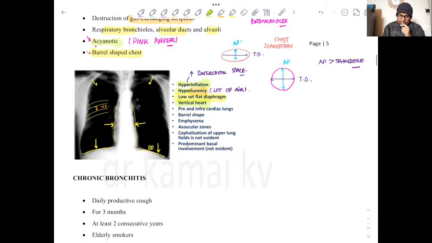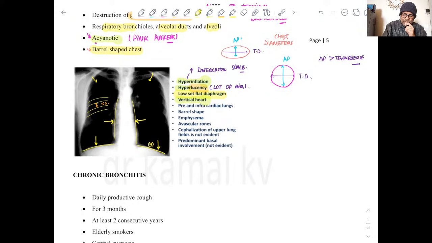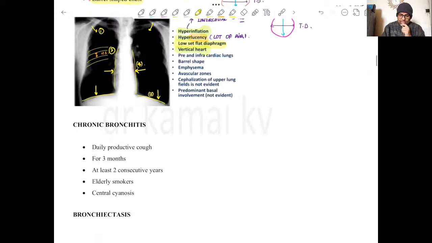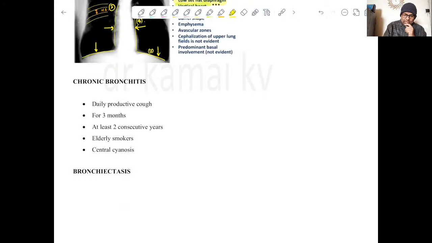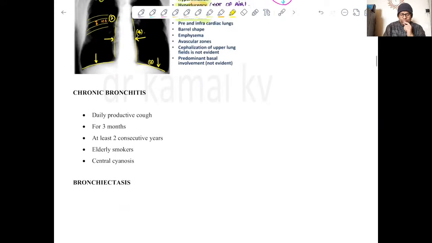So these are 4 important points which one should remember: hypertranslucency, hyperinflated lung, low set and flat diaphragm, and fourth, tubular heart. If you find these 4 features, you are right, definitely it's an X-ray of a case of emphysema. Clear? Then moving forward to another COPD condition, that is chronic bronchitis.